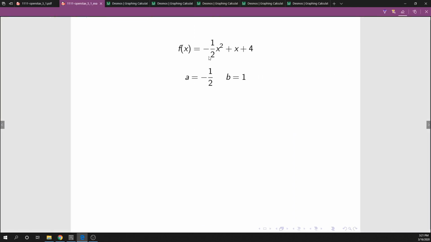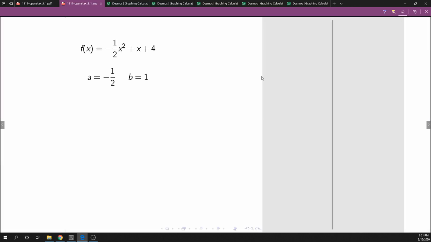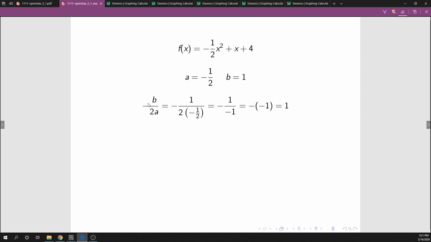First, making sure it's in the general form, we find the a is negative 1/2, and the b is 1. Then our formula is minus b over 2a. So that minus is out in front, b was 1, so that goes in here, and the a was negative a half, so on the bottom I have 2 times negative 1/2. Next, I'm going to multiply. 2 times negative 1/2 is negative 1. 1 divided by negative 1 is negative 1, and then the opposite of negative 1 is positive 1. So that's the x-coordinate of the vertex.